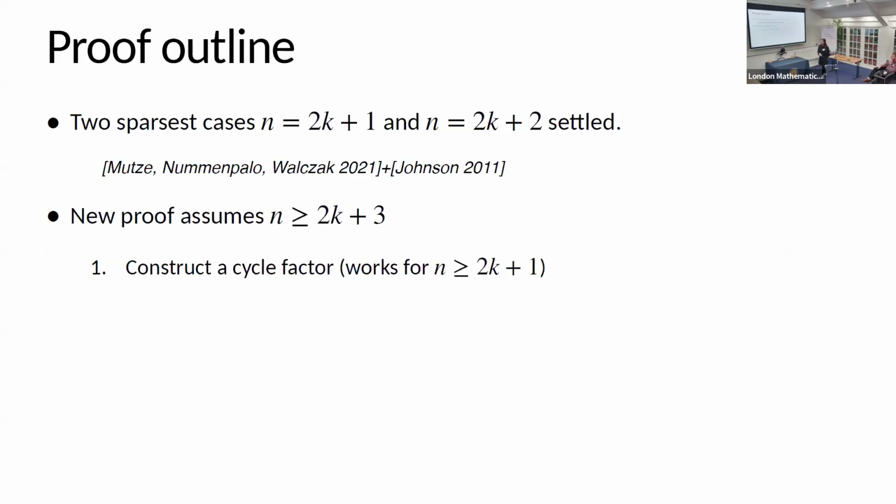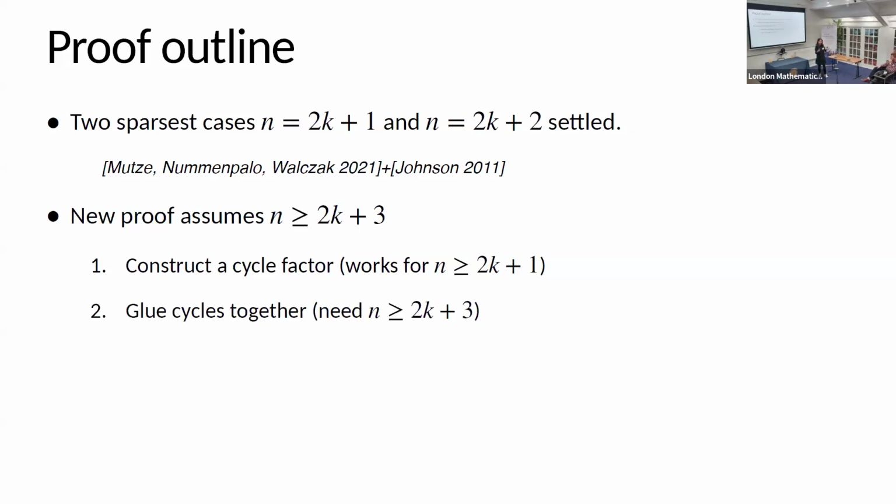So it works in two steps. The first one is to construct a cycle factor. Cycle factor means a collection of disjoint cycles. And this step actually works for all n at least 2k plus 1. So for step one, we are fine. Once you have this collection of cycles, we want one big cycle, which is a Hamiltonian cycle, right? So we need to glue those cycles together. And for that step, we need the assumption that n is at least 2k plus 3. So for step number 2, one would need to depend upon the previous proofs, and it would not work for cases when n is less than 2k plus 3.